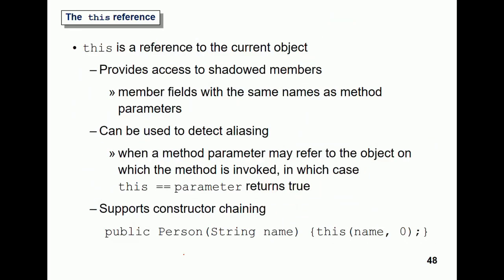If you've written any programming language, then most high-level programming languages will make use of this reference. It's a reference to the current object. So if you need a way to refer to your object, then you say this dot. So you can do something like this dot, and call a method on the current object. Okay. So it provides access to shadowed members. These are member fields with the same name as the method parameters.